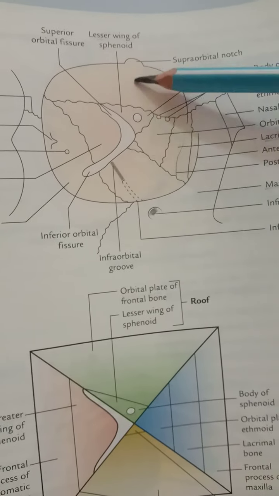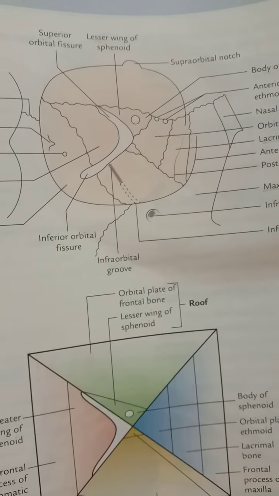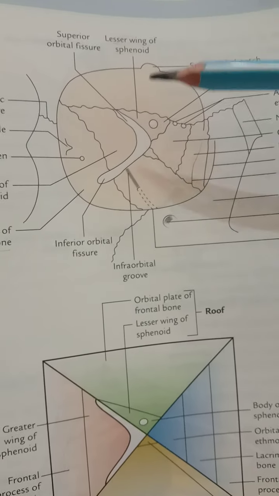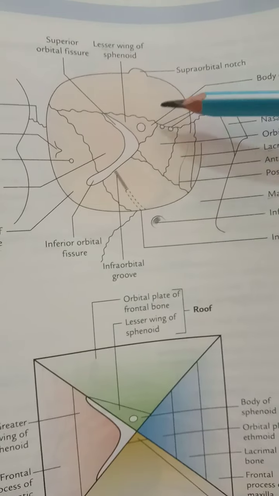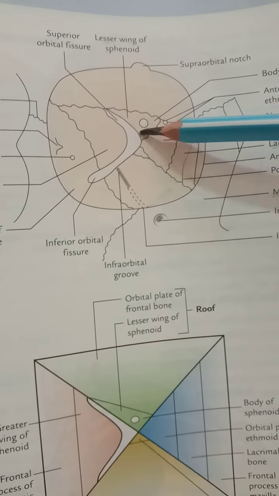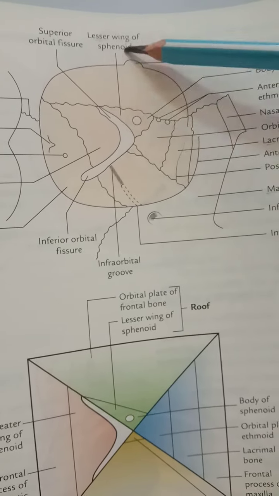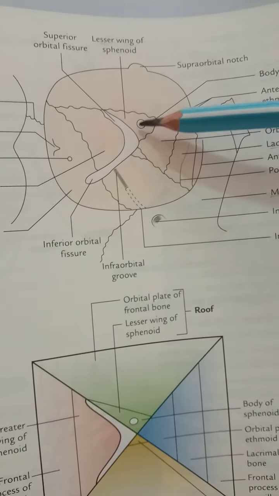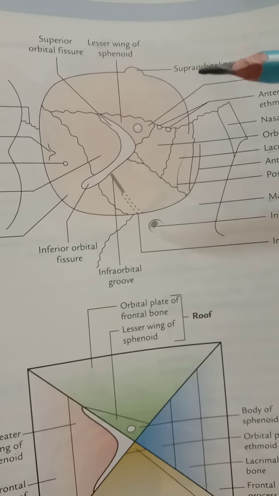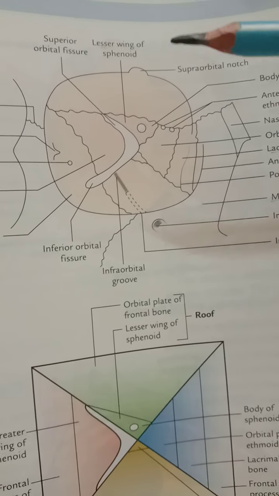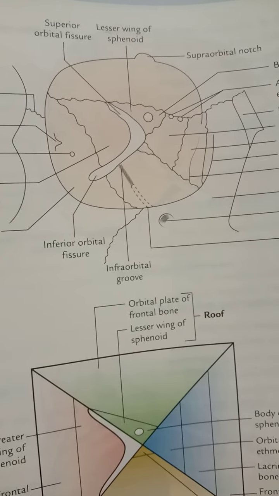Then the roof is formed by two bones: first the orbital plate of the frontal bone, this large area, and second the lesser wing of the sphenoid bone, this triangular area. In this way the two bones form the roof. Then those are the boundaries of the wall of the orbit.